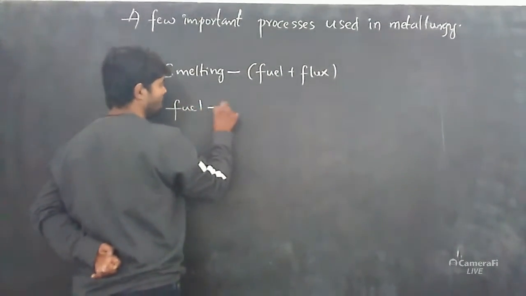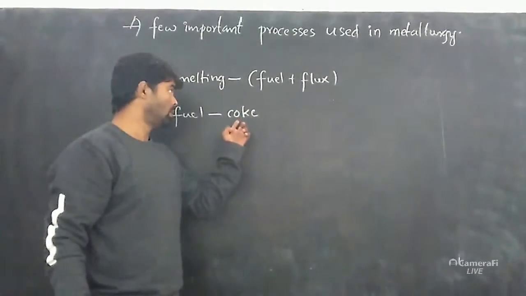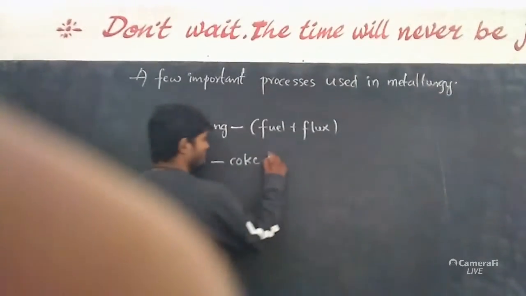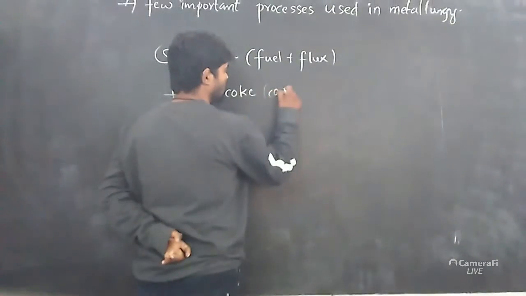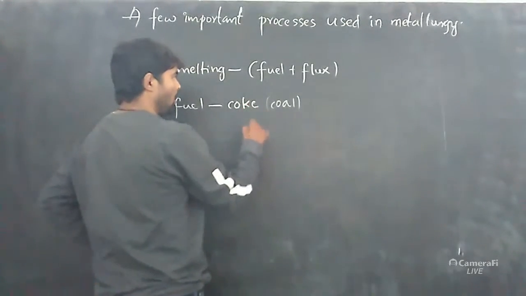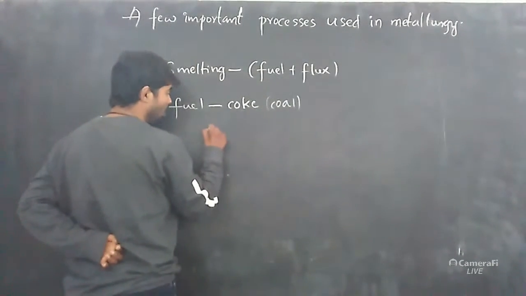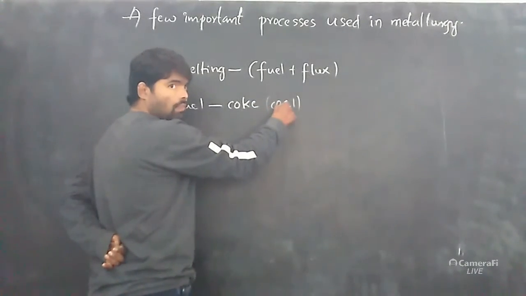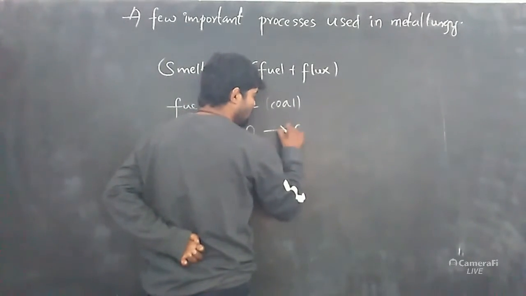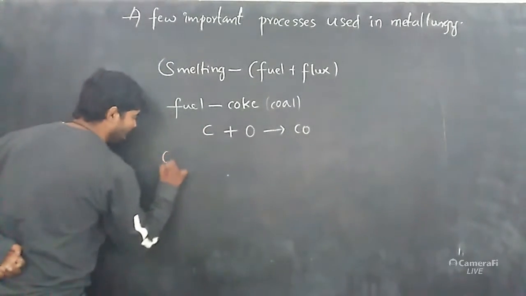Coke. Fuel as a coke. Here, coke doesn't mean the substance which we use to drink. Here, coke is one of the forms of coal. Coal has types, and coke is one of them. So we are taking coke, and to burn something, what do we need? We need oxygen. Coal is nothing but carbon. So carbon plus oxygen forms carbon monoxide. Carbon monoxide. So here we are taking an ore.